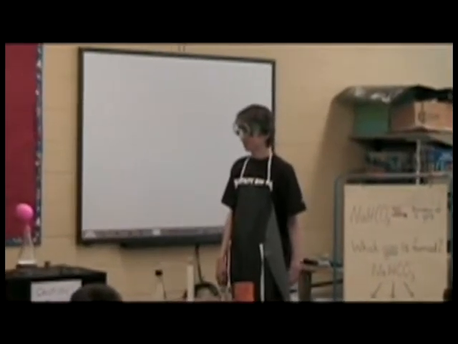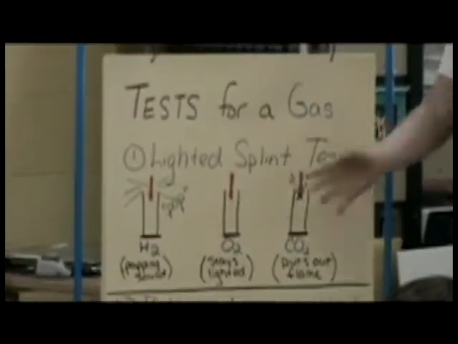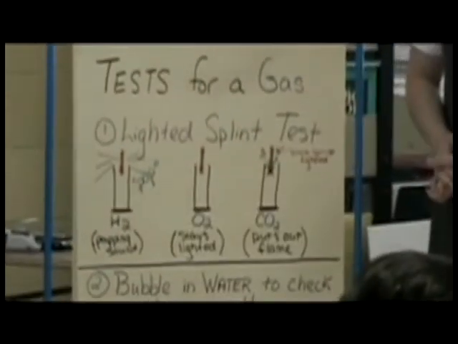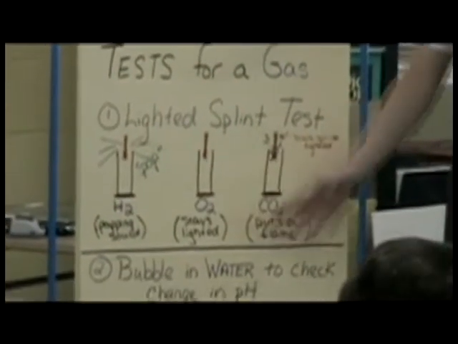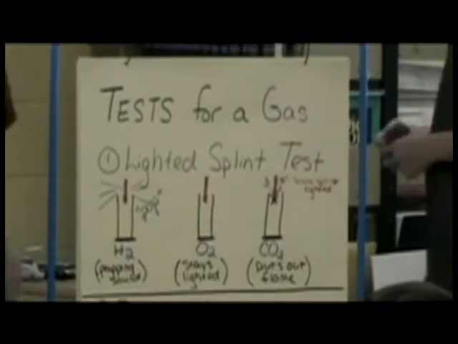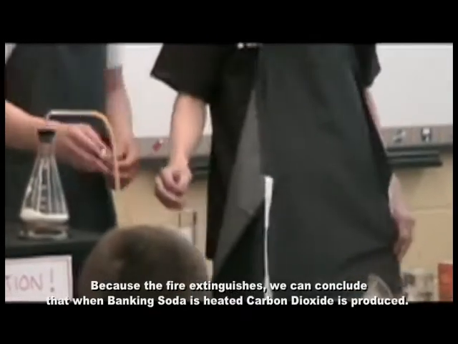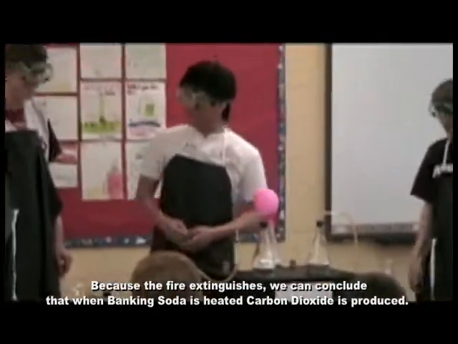Right. So now, Andy, a test I'm going to show you is a wood splint test. If the gas is hydrogen, it will make a popping sound. If it's oxygen, the fire will stay lit. And if it's carbon dioxide, it will go out. Oh, I see. Oh, cool, it went out. That's awesome. This is what happened to your test too.